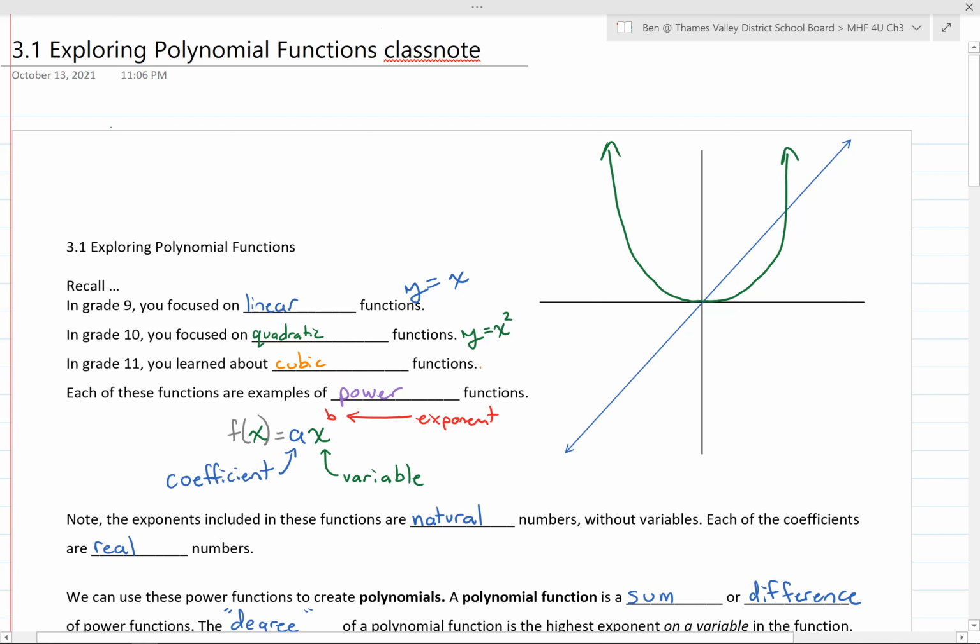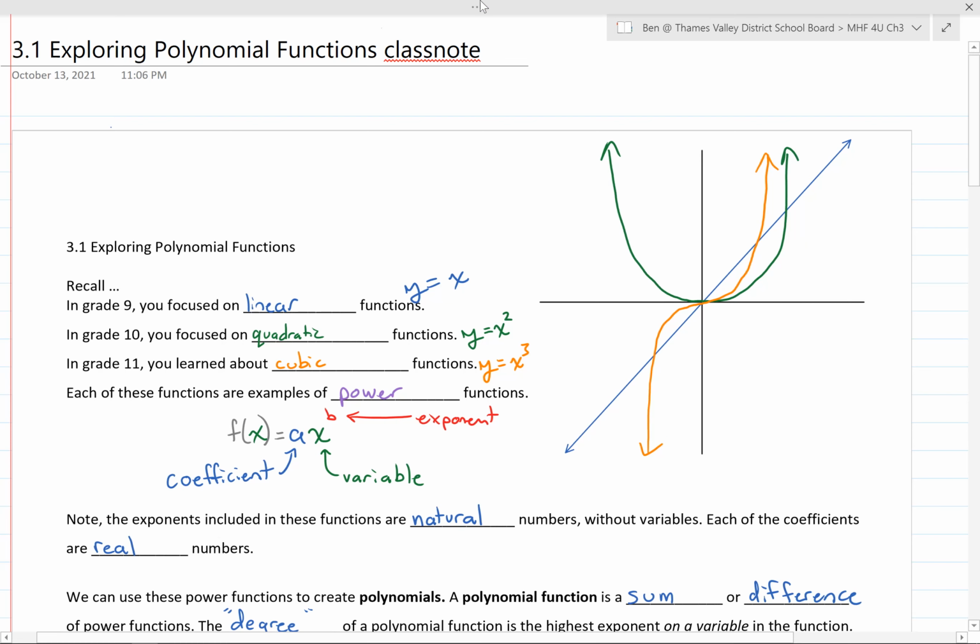right? Your cubic function, that is y equals x cubed. I'm sure you see the pattern where I'm going here. Your cubic function looks something like this. Right, now each of these functions are examples of power functions.